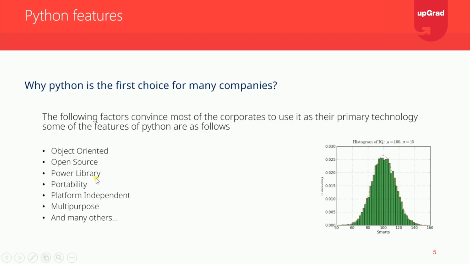Then it has a powerful library, which means that it has lots of features in it which can be used for programming purposes. It is portable, which means that we can use Python code to shift from one system to another easily. It is platform independent, which means that it can run on any operating system, whether it is Mac, Linux, or Windows. As I told you earlier, it is also multi-purpose, which means I can use Python for various applications, such as desktop applications, websites, or machine learning.